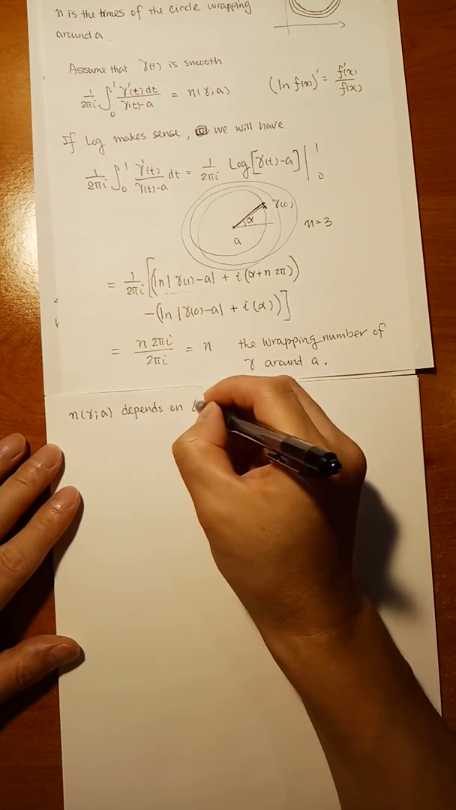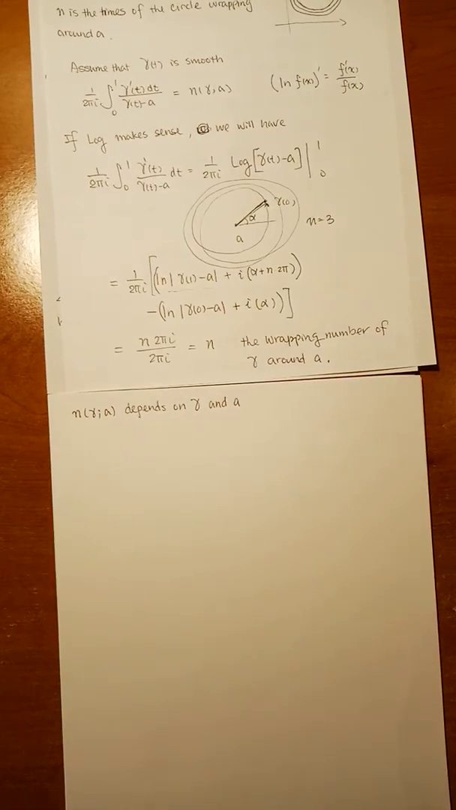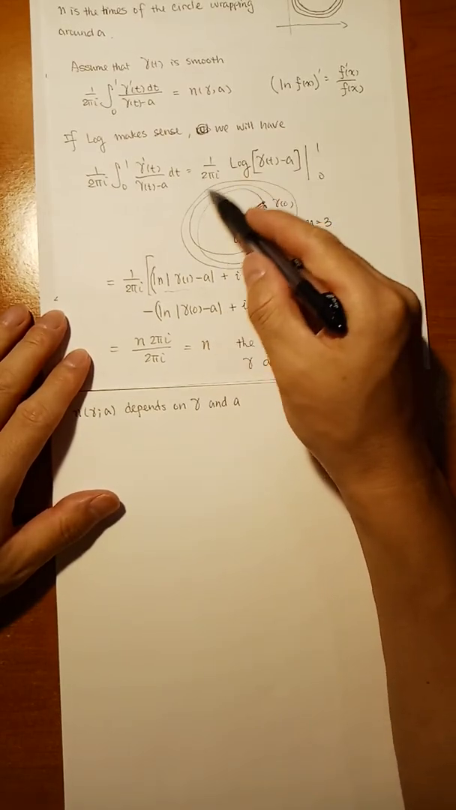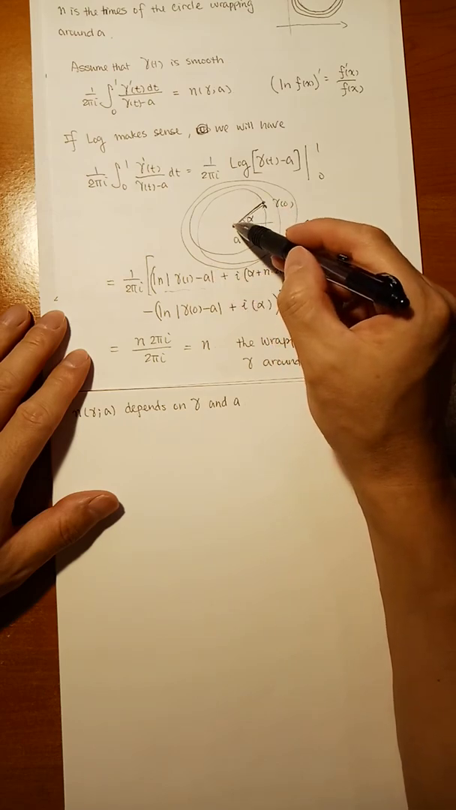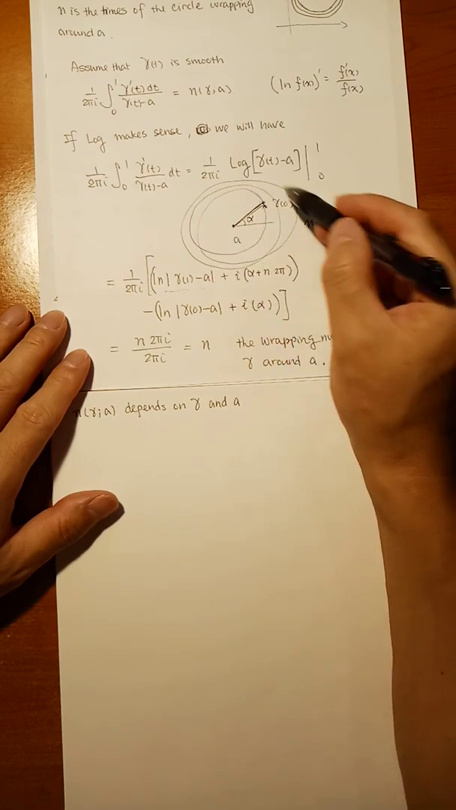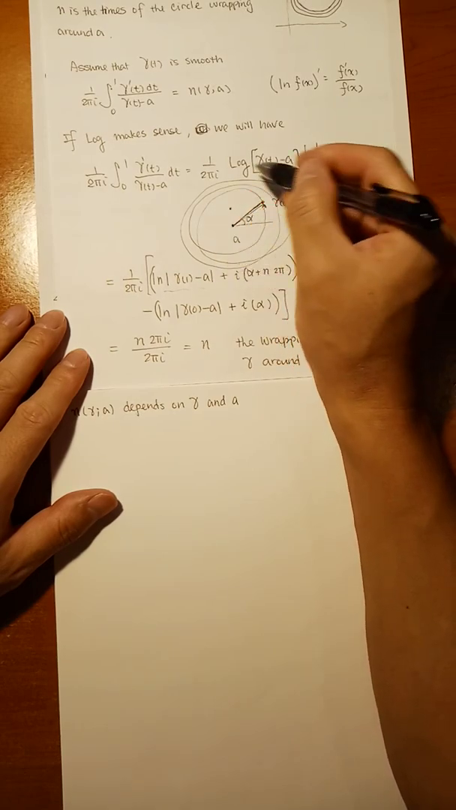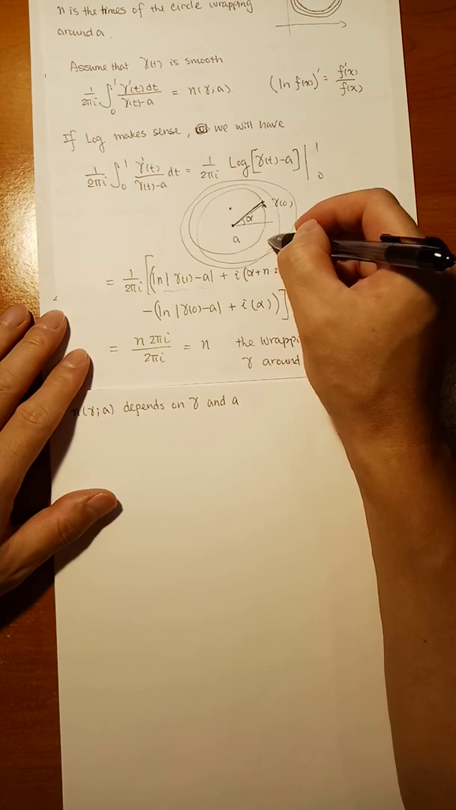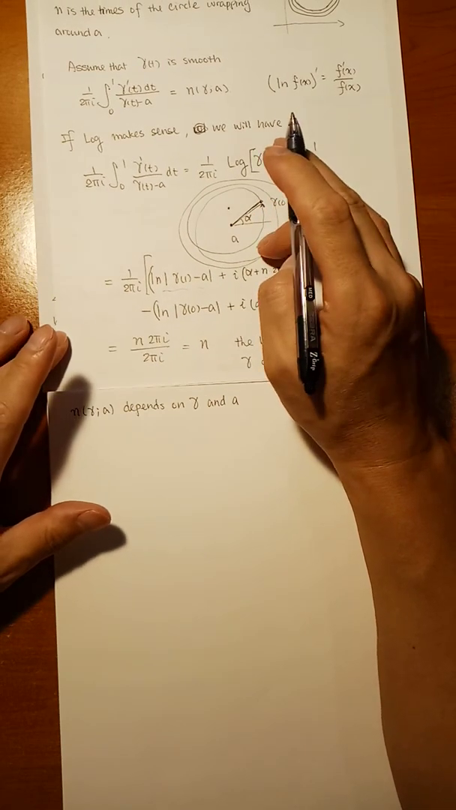It depends on gamma and A. But here, it's just about the number of wrapping times. So if A is here, you get the wrapping time equal to 3. If A is here, you still get the wrapping number n equal to 3. But if you move it to the other region, then the situation will change. The answer may change. Okay?